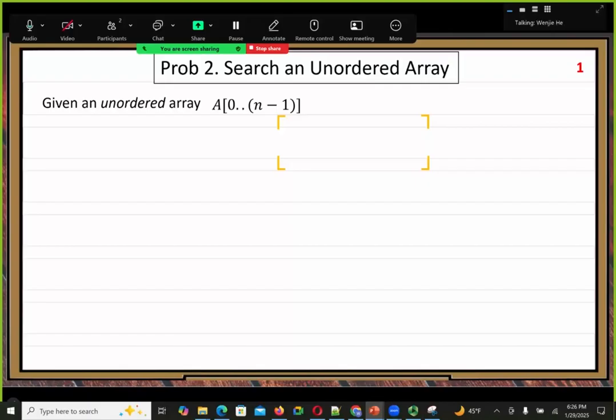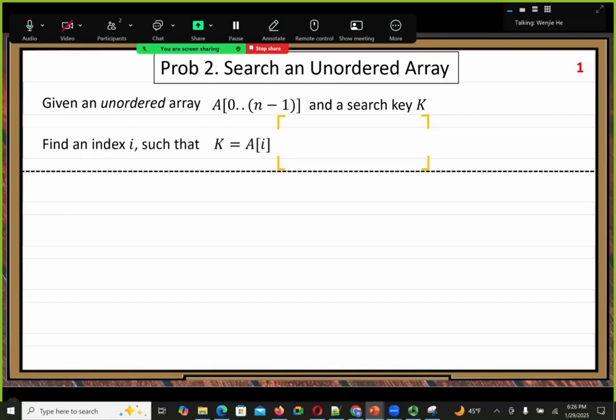Our problem number 2 in this class. Search an unordered array. Given an unordered array and a search key, we want to find which element has the value that matches the search key. Find index i such that k equals a of i. It's a simple question. So we just do comparison one by one, from beginning to end. That's all we need to do.